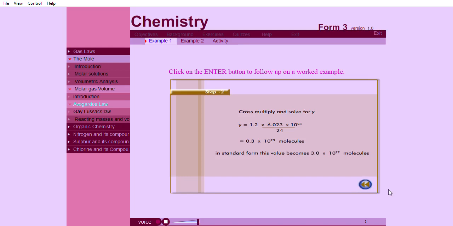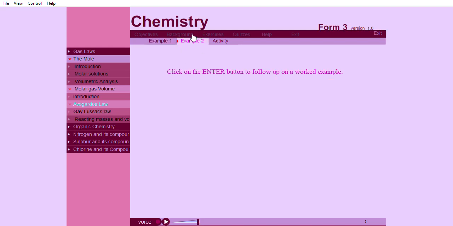Y is equal to 1.2 multiplied by 6.023 multiplied by 10 to the power of 23 divided by 24, which is equal to 0.3 multiplied by 10 to the power of 23 molecules. In standard form, this value becomes 3.0 multiplied by 10 to the power of 22 molecules.